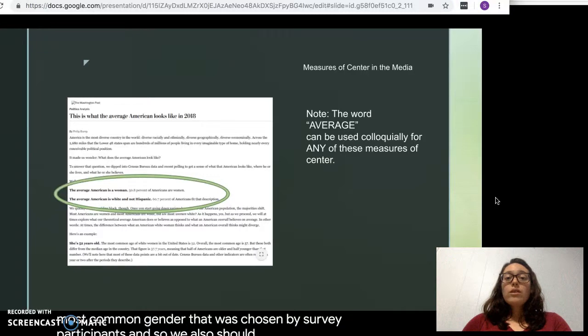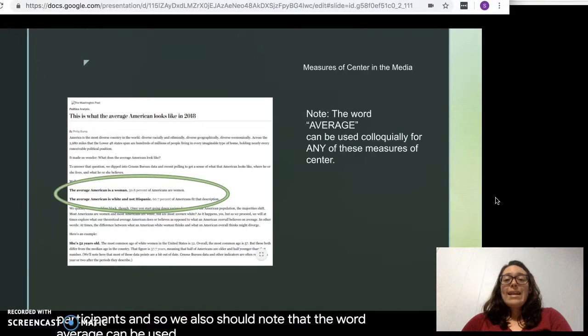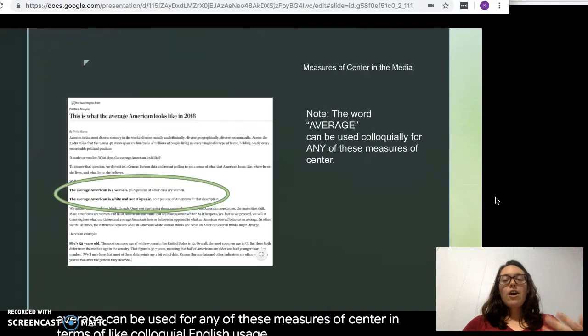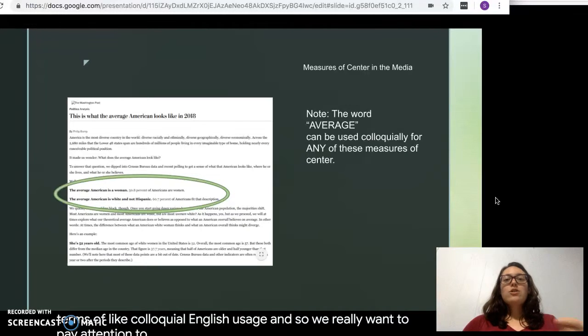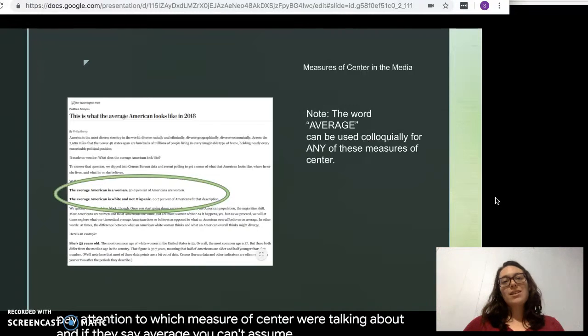We also should note that the word average can be used for any of these measures of center in terms of colloquial English usage. So we really want to pay attention to which measure of center we're talking about. And if they say average, you can't assume that it's going to be the mean.